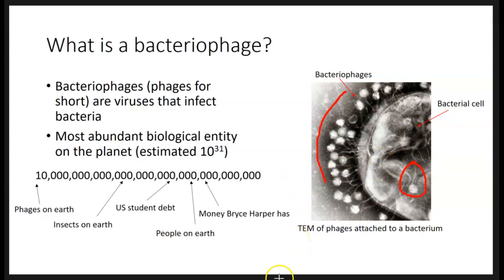Bacteriophages are the most abundant biological entity on the planet. There are an estimated 10 to the 31st bacteriophages on the planet, and that is a 1 with 31 zeros on the end, just to give you an idea of how many phages and how big that number is. There's a graph on the bottom that shows some big numbers in context of the number of phages.